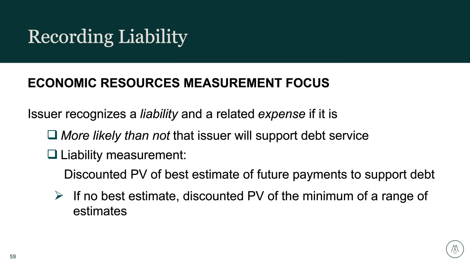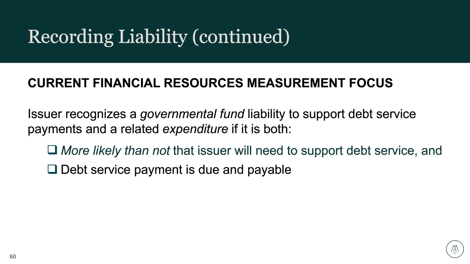In terms of governmental funds, the governmental fund has the same threshold. Unlike the economic resources measurement, which estimates the measurement of the liability, the governmental fund's liability is reported when a payment to support conduit debt obligation is due and payable. So the amounts are going to be known. Really not going to need to estimate at that point.